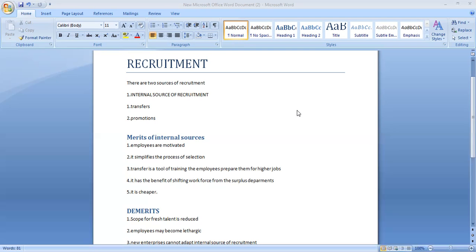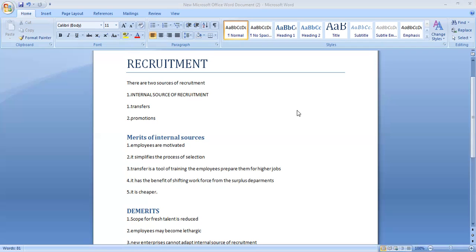So this is one of the methods used among the sources of recruitment. And the second method adopted in the internal source of recruitment is promotion. Promotion is where an employee already working in the organization, due to his good performance, is recognized by the manager and posted to a higher level, with an increase in salary, responsibility, authority and power.